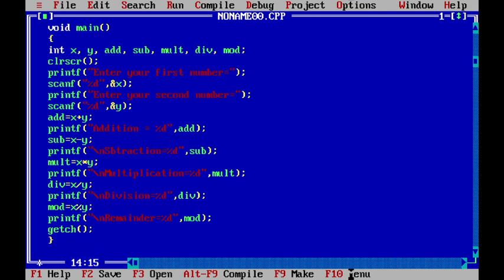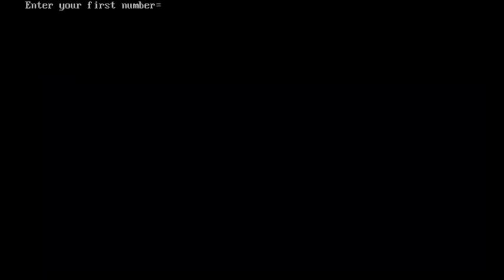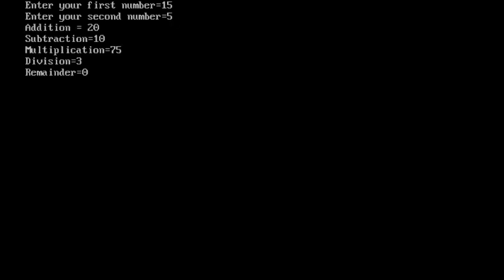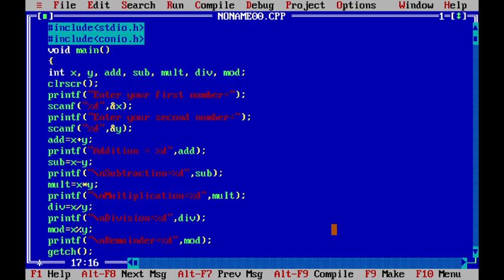Now if x is divisible by y, that is if y divides x, then say with 15 and 5, addition is 20, subtraction is 10, multiplication is 75, division is 3, and the remainder is 0. So I hope you understand addition, subtraction, multiplication, division and remainder in C for any two integers.